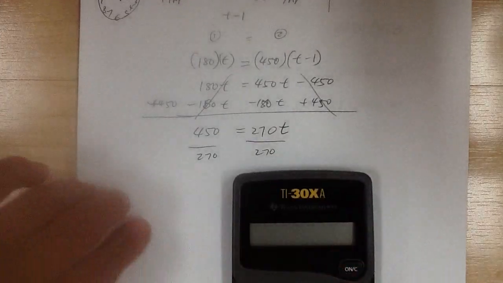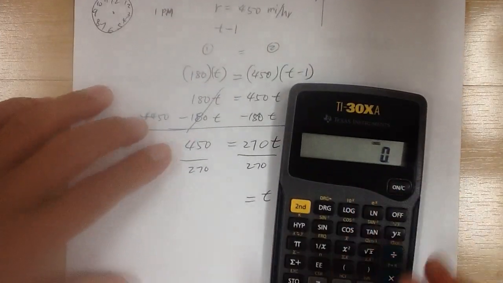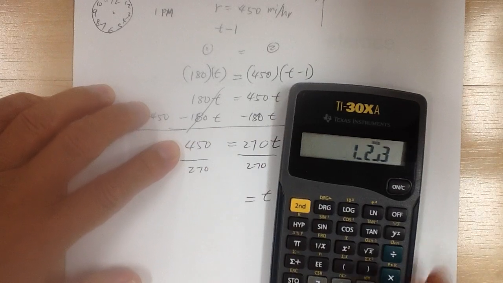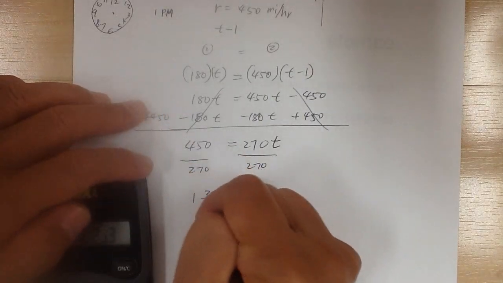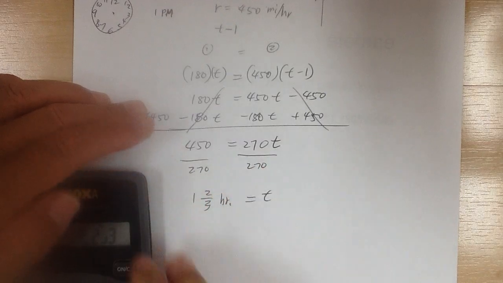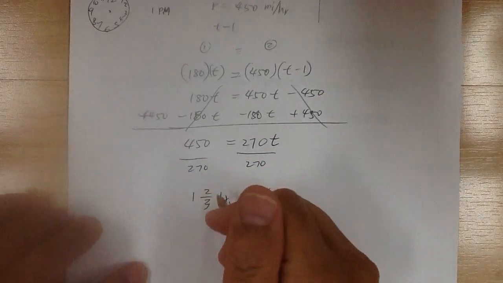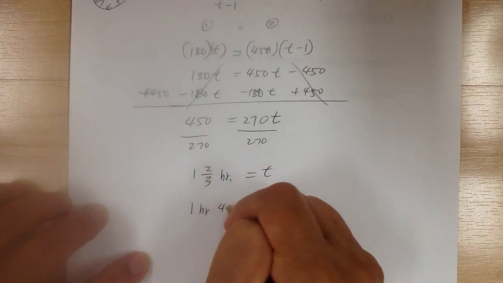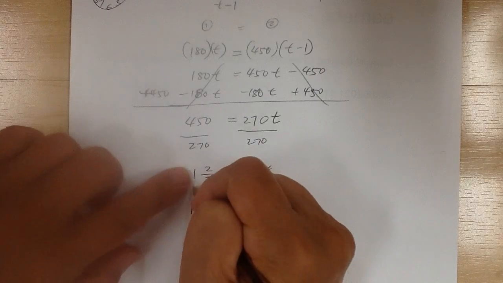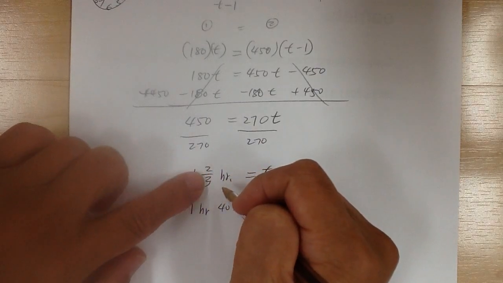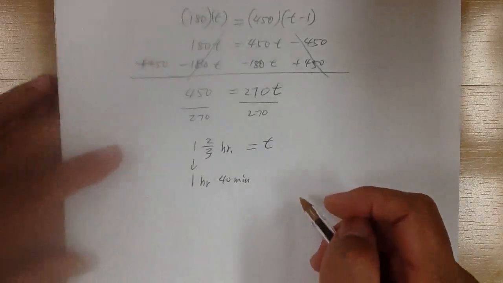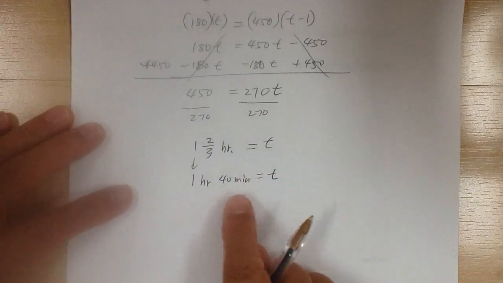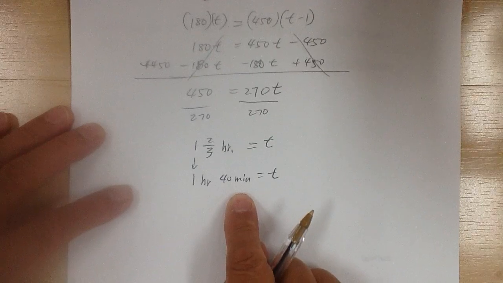Okay, and this one you probably want to use a fraction. Okay, so 450 over 270 equal, so equal to 1 2/3 hour. Okay, so 1 2/3 hour is equal to 1 hour and 40 minutes. So this is 1 2/3. You times it by 60 because there are 60 minutes in 1 hour. So times by 60 will give you that. Okay, so it takes 1 hour and 40 minutes to catch up with the first airplane.